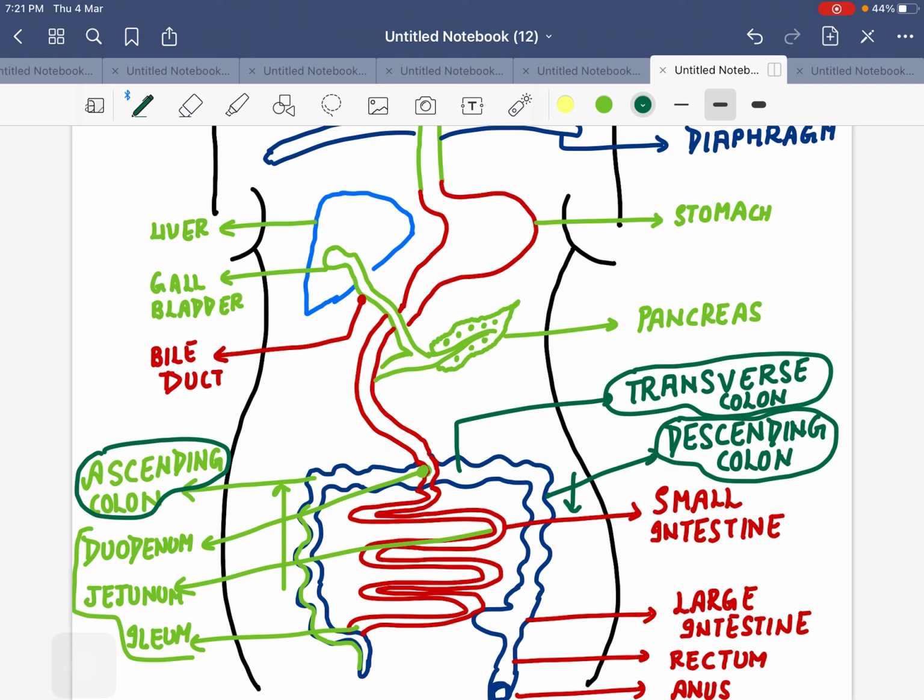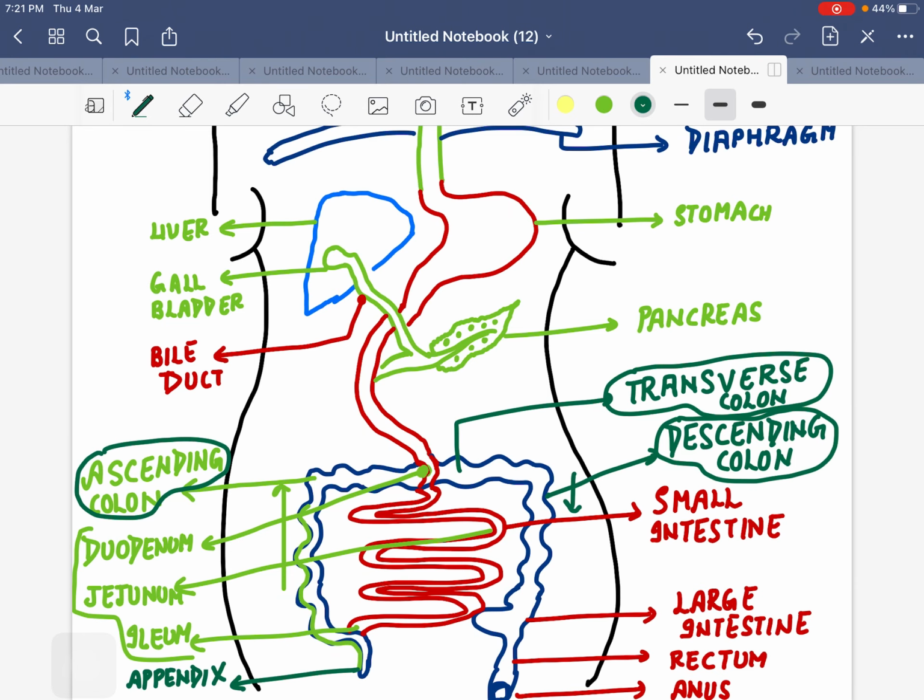So these three I have marked with round circles are our large intestine parts, and duodenum, jejunum, ileum are our small intestine. And here, the last one, this is the appendix. Appendix, right? This is our appendix. Done. So basically transverse colon, descending colon and ascending colon are our major large intestine parts.